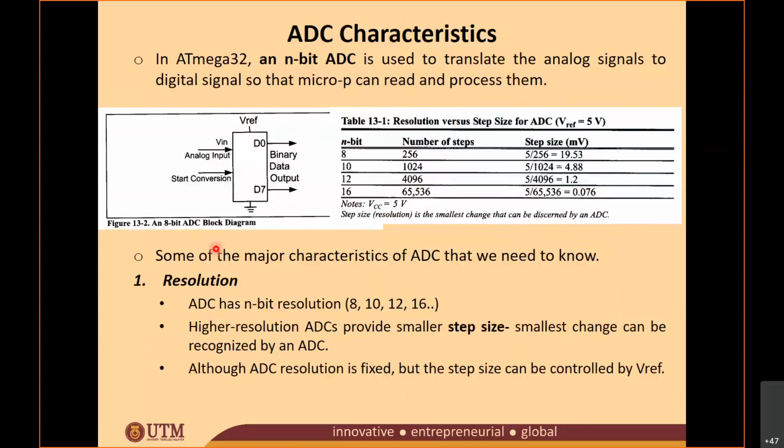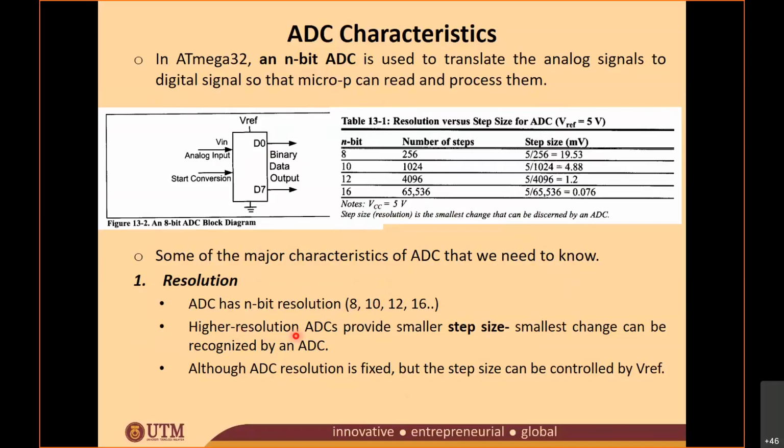Some of the major characteristics of ADC that we need to know. We have a few characteristics inside the ADC that you need to be familiar with. The first one is called resolution. An ADC has N-bit resolution, depending on the chip that you're going to use. Some ADCs have 8-bit resolution, some have 10-bit, 12-bit, 16-bit, and some have 32 or 64-bit, depending on the chip. For the ADMARKS 32, the resolution is 10-bit.